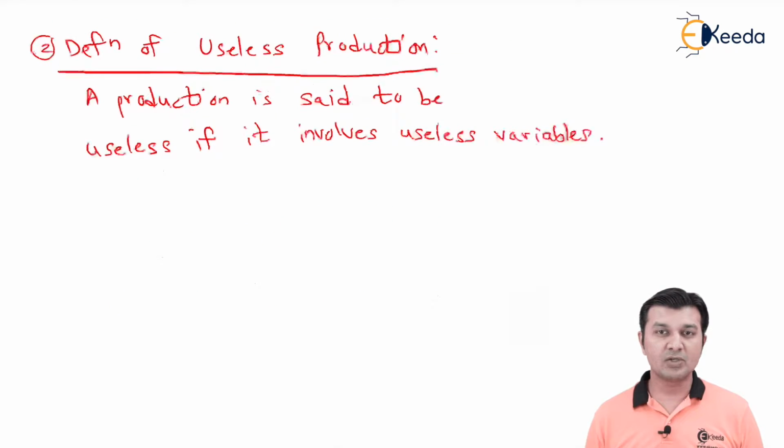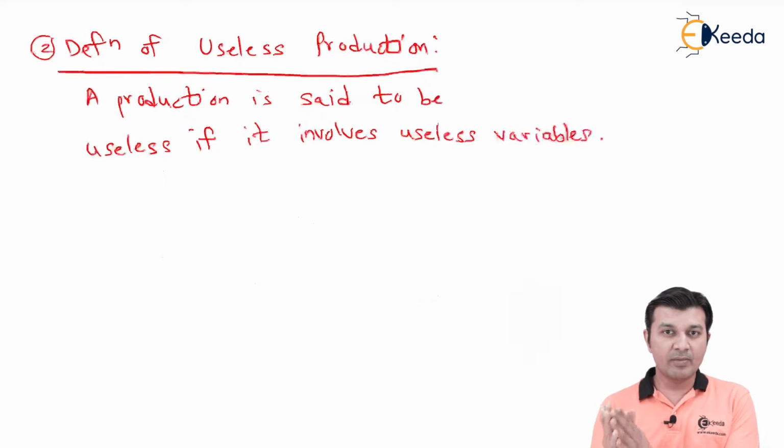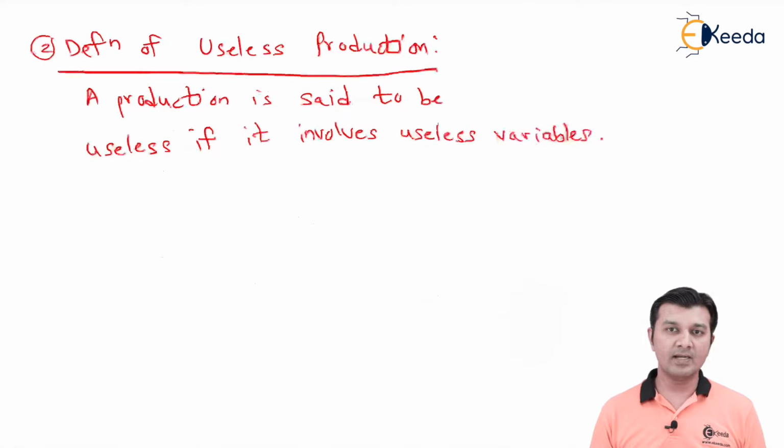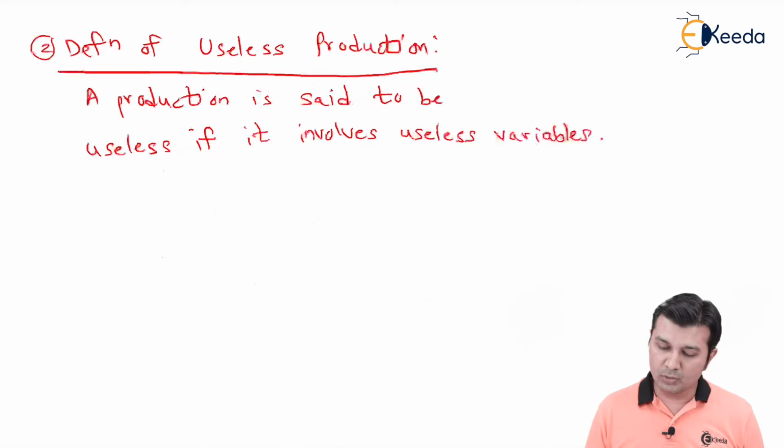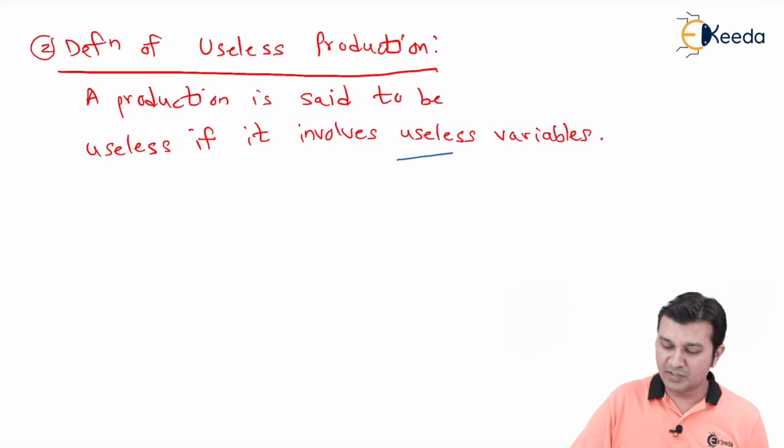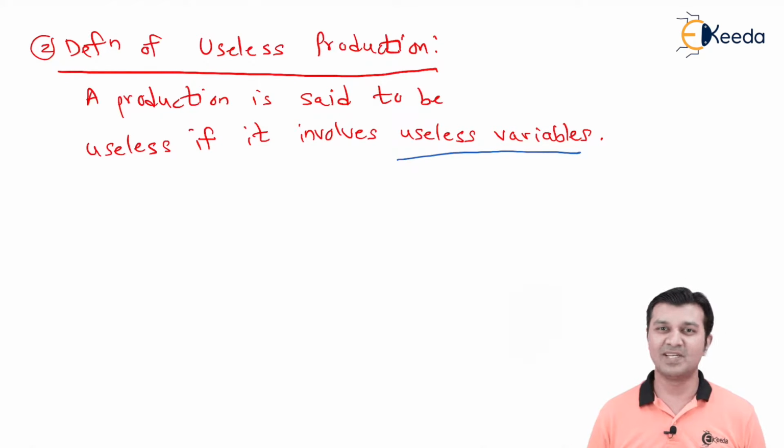The next is the definition of the useless production. A variable is useless, that means I am just talking of a capital alphabet variable. Now we are talking of a production. What is a production? Some alphabet arrow something, right? That is S arrow A or S arrow AA. These are the productions. Now how do you define a useless production? A production is said to be useless if it involves useless variables. As simple as that. So with this, let us look at some examples.